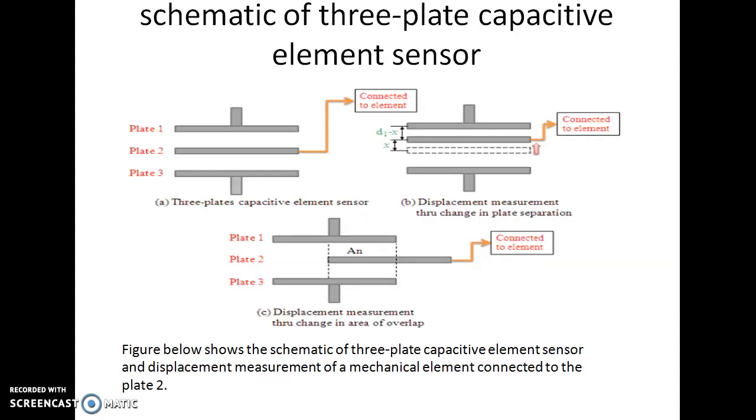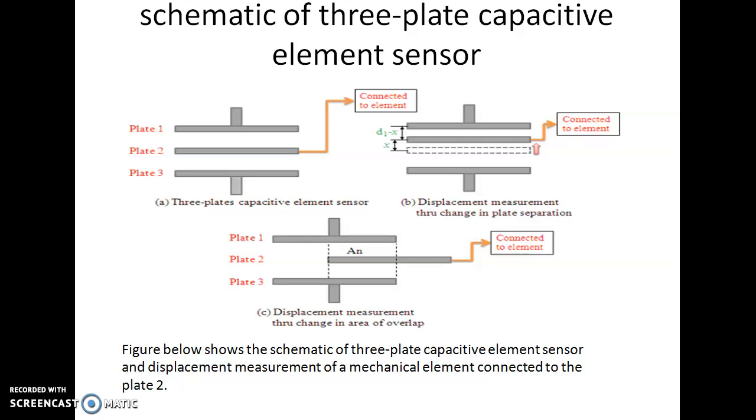Then we will discuss the capacitive element based sensor, and here we can see one schematic diagram of this capacitive element based sensor consisting of three plates, plate 1, plate 2, plate 3. So in the first diagram, that is figure A, we can see the three plate capacitive element sensor. Then in diagram B we can see the displacement measurement due to the change in plate separation.